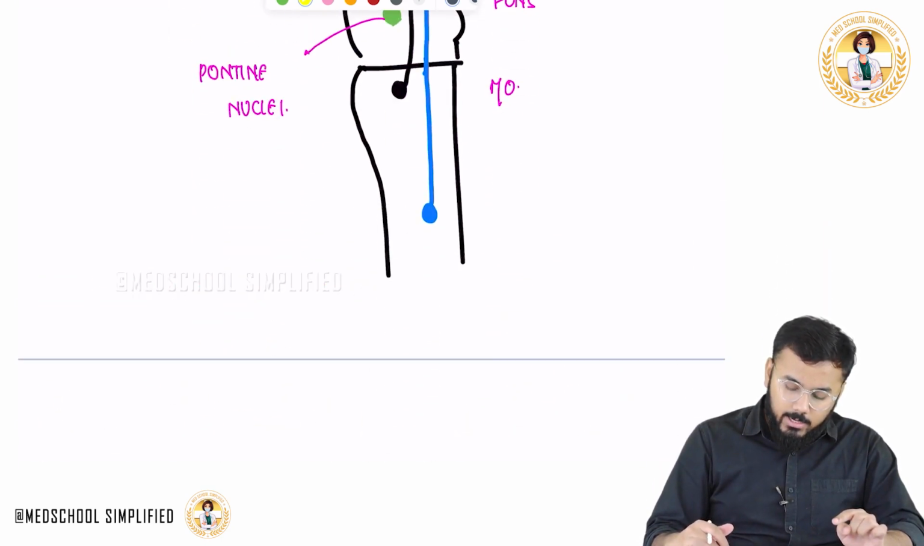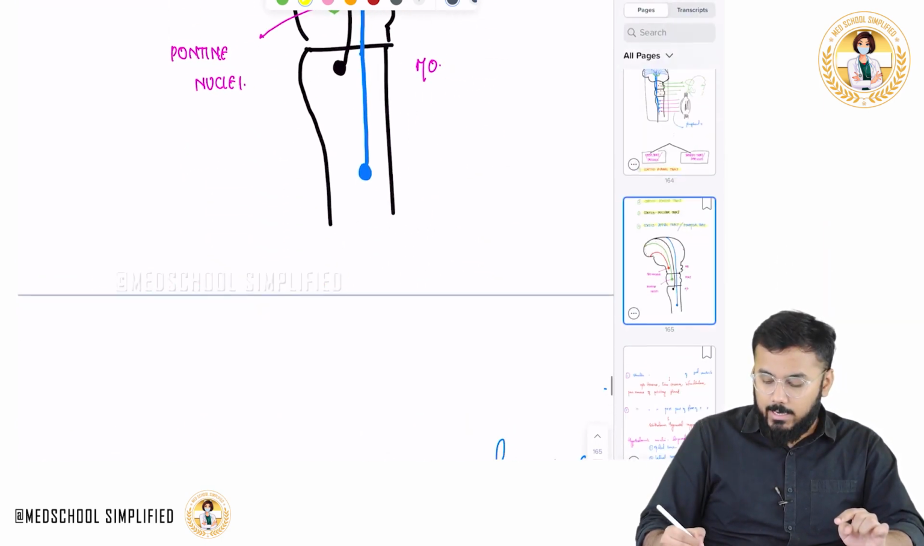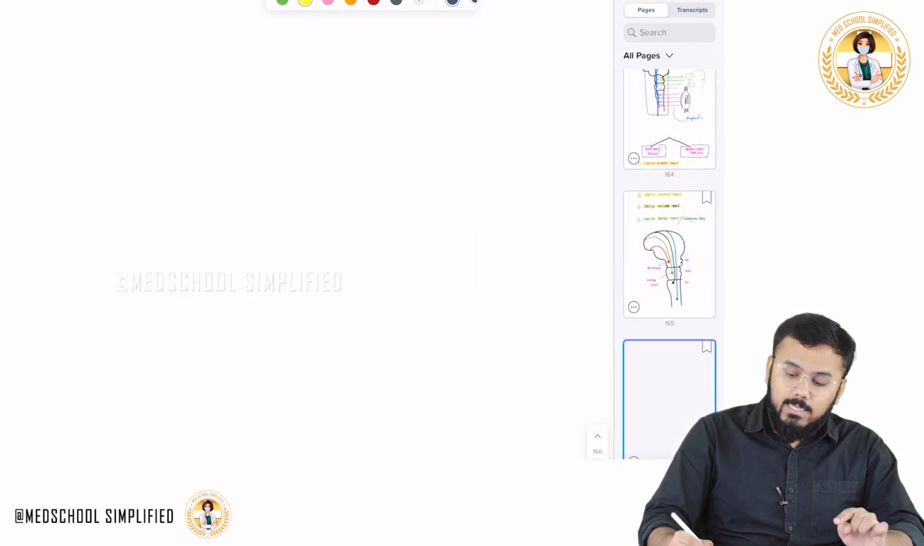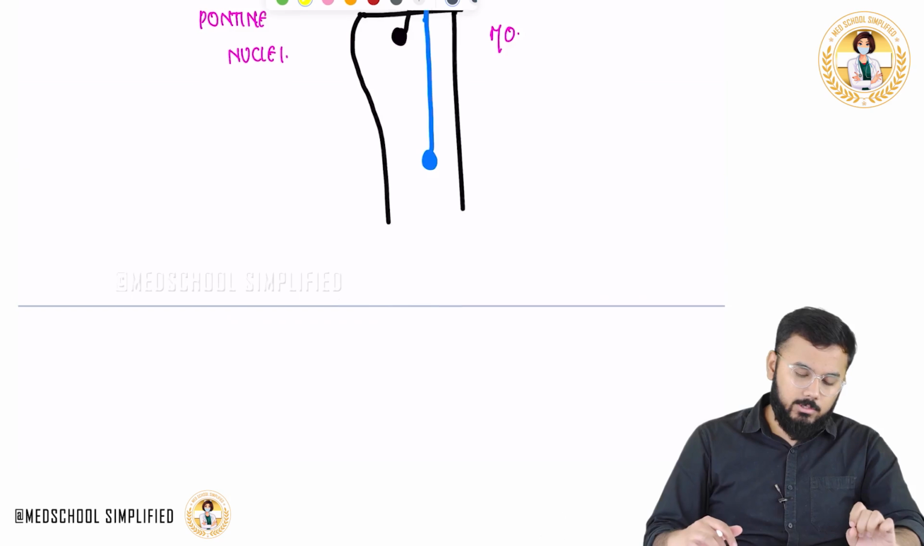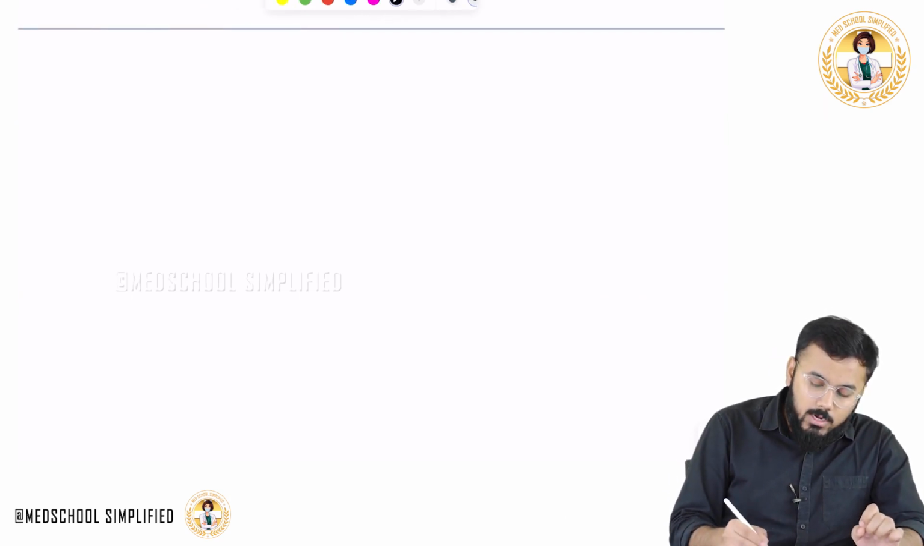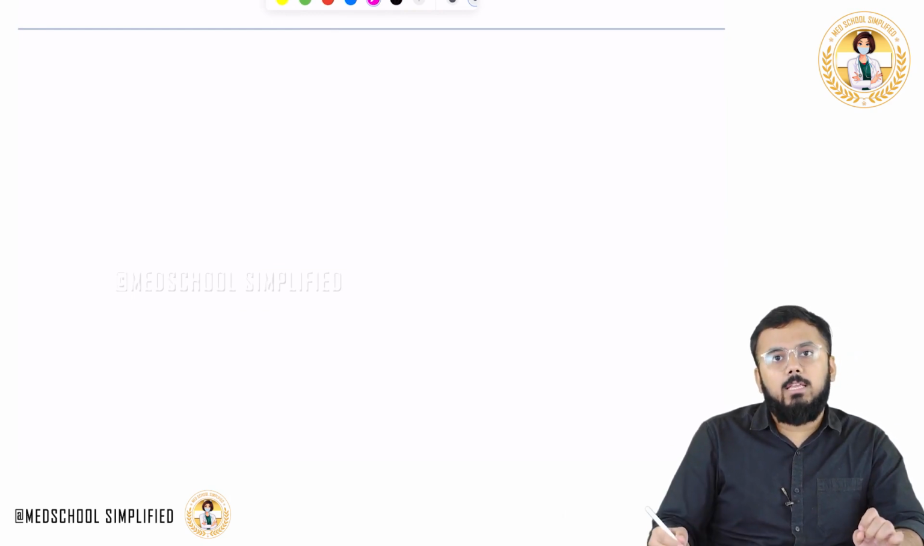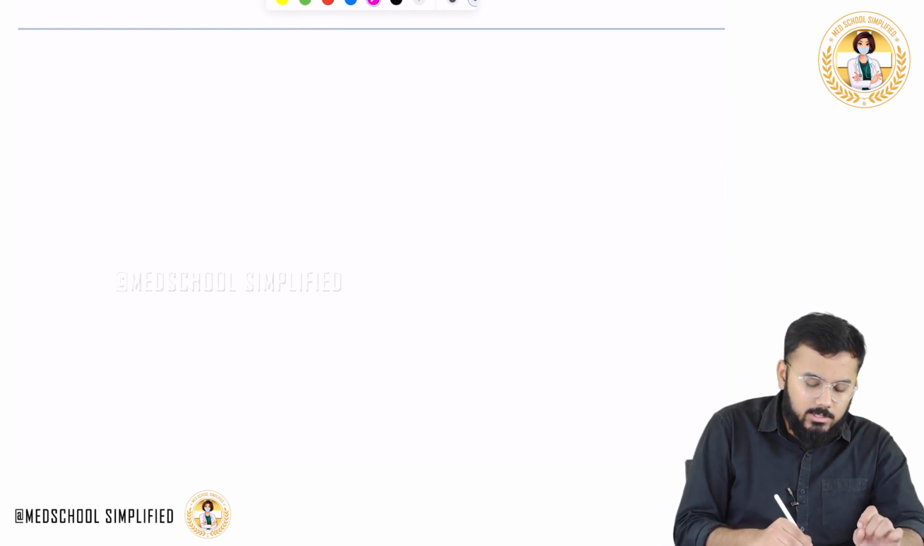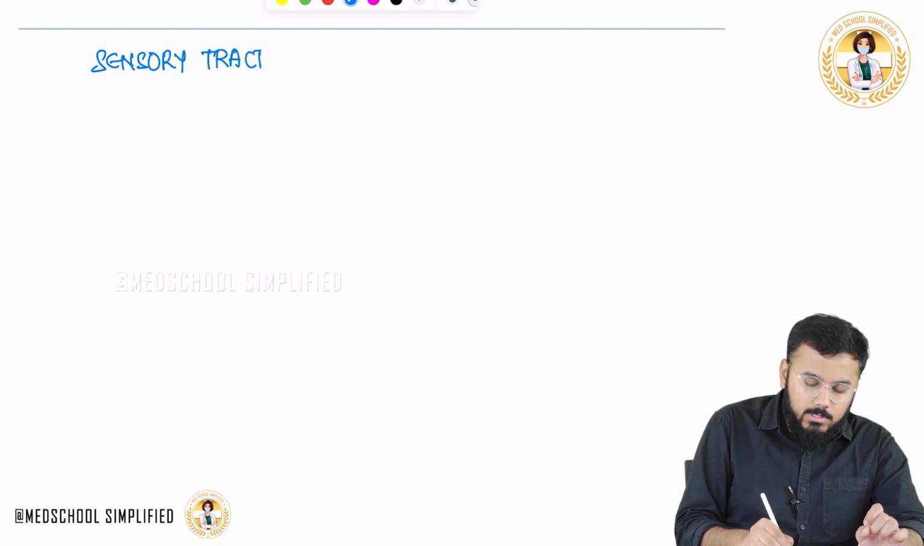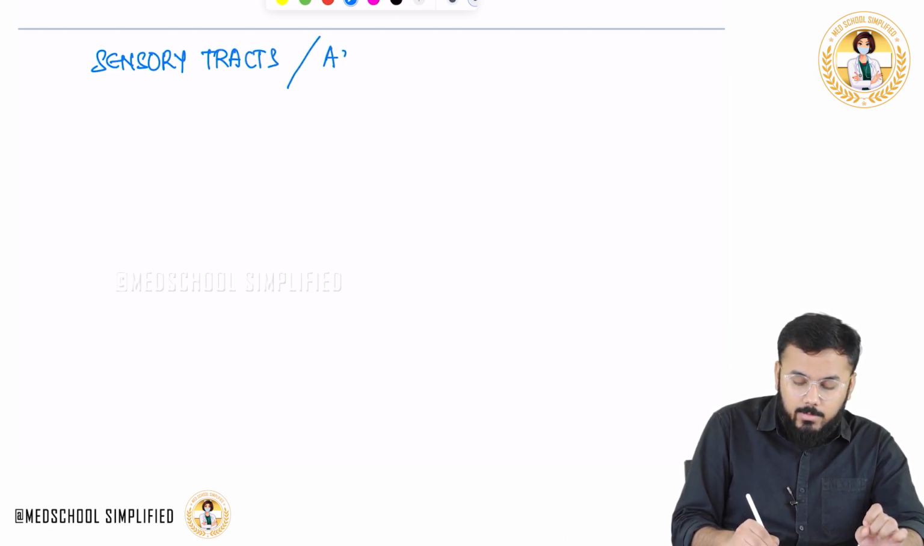The next important type of fibers which we shall be discussing right now is your ascending fibers, or the fibers which are coming from the spinal cord up to the cortex, okay? So what are these ascending fibers? Ascending fibers are taking the sensations. So these are also called sensory tracts, or you can also call them ascending tracts.